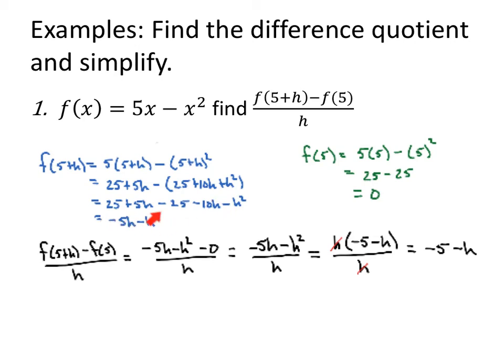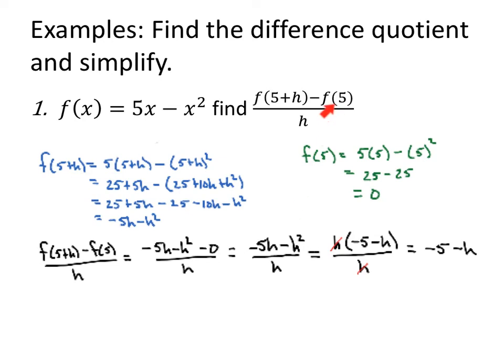Combine like terms, 25 and negative 25 cancel out. 5h and a negative 10h gives me a negative 5h, and my negative h squared. So I've simplified this first term on its own, so I'm not getting lost inside a big fraction doing the simplification altogether.